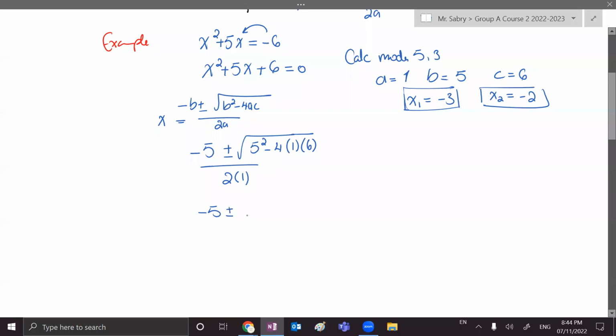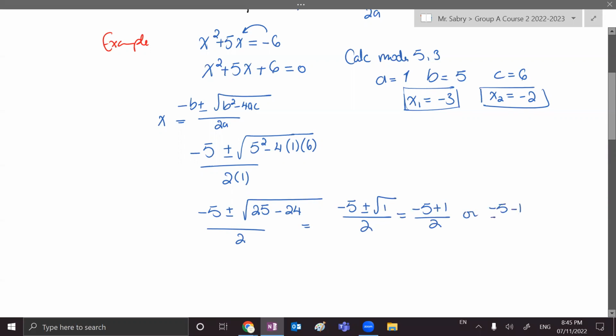Now let's start simplifying this as much as possible. 5 power 2 is 25. 4 times 6 is 24. All of this is divided by 2. That would get me to negative 5 plus or minus square root 1 over 2, which would then lead to negative 5 plus 1 over 2, or negative 5 minus 1 over 2. Once we start calculating those, this is negative 4 over 2, which is negative 2. And this is negative 6 over 2, which is negative 3. So you just have both x values given right there.